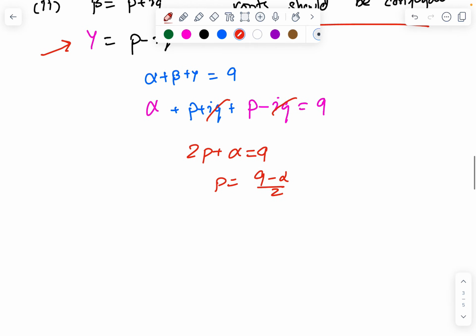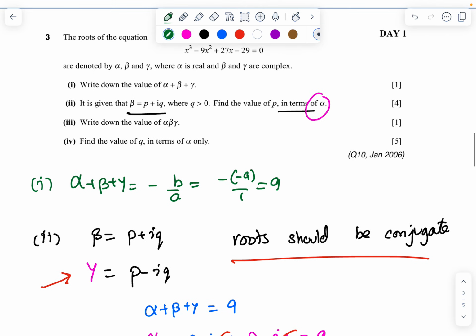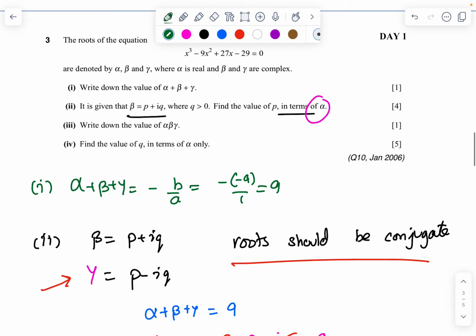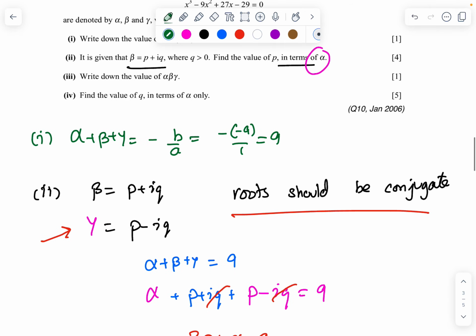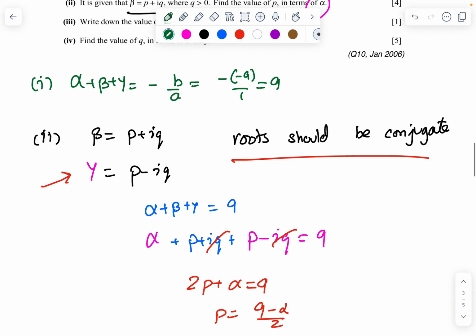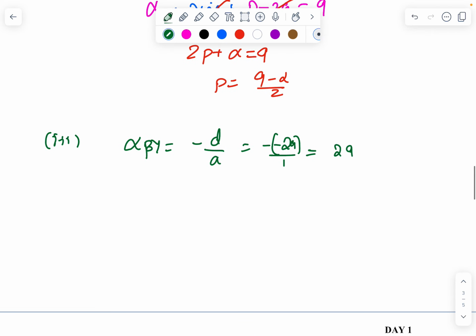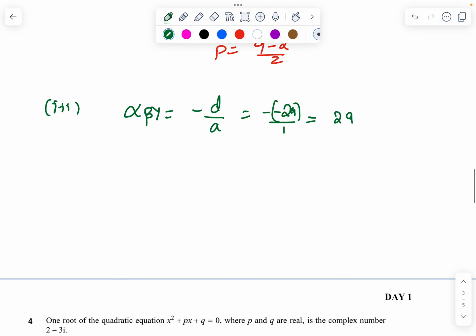Write down the value of alpha beta gamma. So alpha beta gamma equals nothing but what? Product of the roots, which is minus d upon a. Minus of minus 29 upon 1, which is going to be 29. Find the value of q in terms of alpha only.